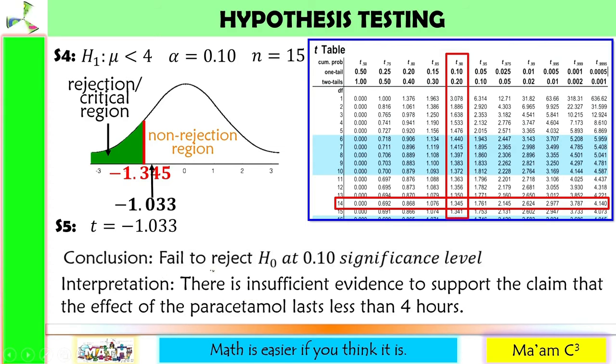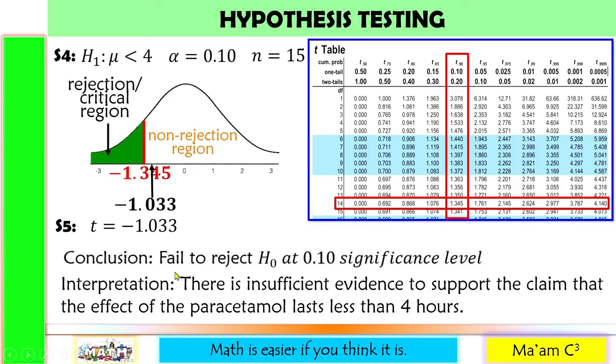Again, because we fail to reject, it means we have insufficient evidence to support the claim. And what is the claim? That the effect of the paracetamol lasts less than 4 hours. When you conclude to reject the null hypothesis, it means you have sufficient evidence. So when you fail to reject, that means you have insufficient evidence. And then, take a look at your alternative hypothesis. This means that the effect of the paracetamol lasts less than 4 hours.